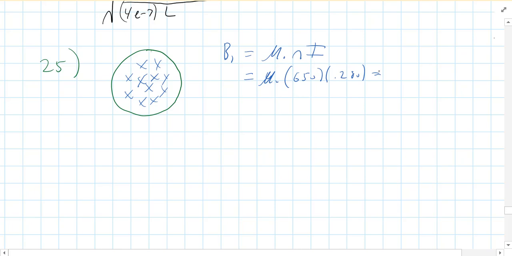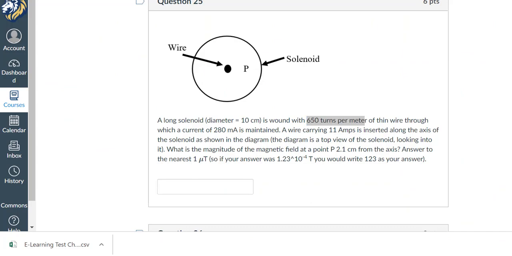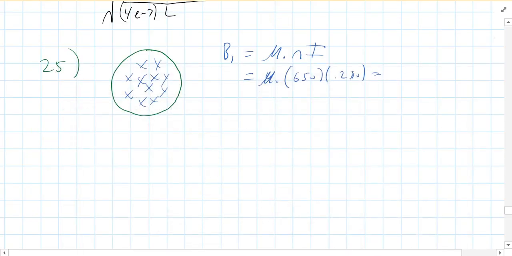And then they want this answer in microtesla. So I'm going to take whatever number I get here and multiply it by 10 to the 6 to give me microtesla. And when I do that, I get basically 229 microtesla. Okay, so I get 229 times 10 to the negative something, and then when I multiply it by 10 to the 6 to get micro, I get this. Okay.